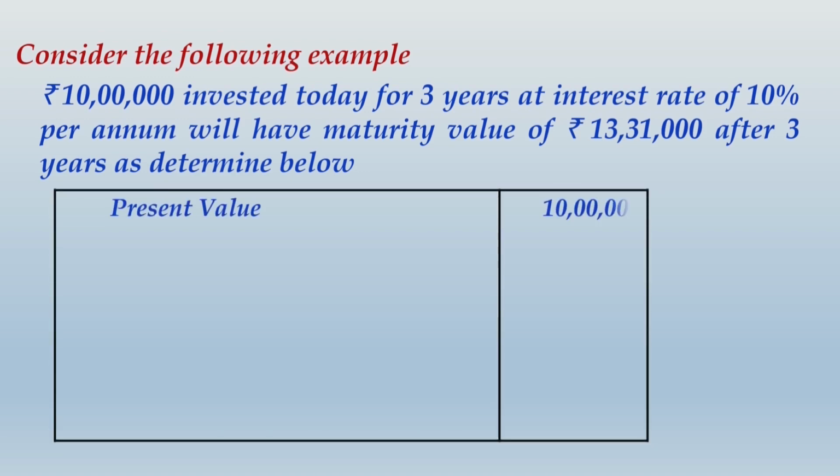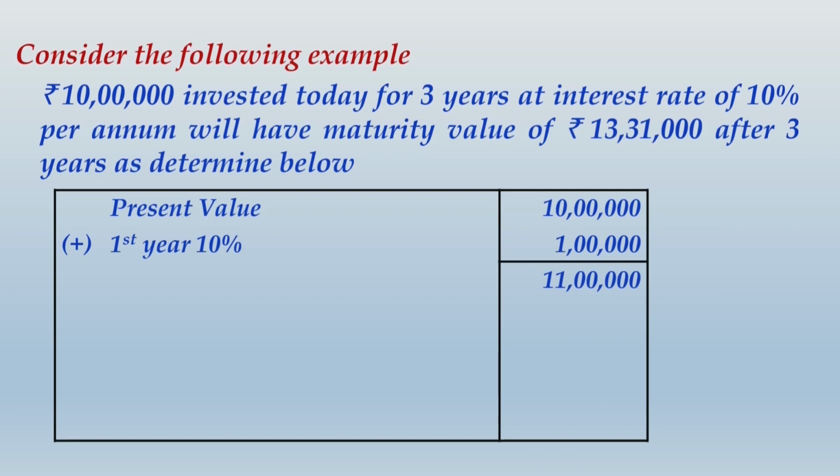So, the present value is 10 lakhs. This is the money that you have invested at the beginning of the year. During the year, you will be earning 10% interest on that. 10% of 10 lakhs is rupees 1 lakh. So, your cumulative value by end of the first year will become 11 lakhs, correct?